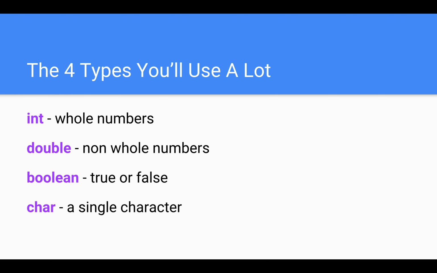The 4 types you'll use a lot are integers for whole numbers, doubles for non-whole numbers, booleans for true or false, and then a character, a char, for a single character.